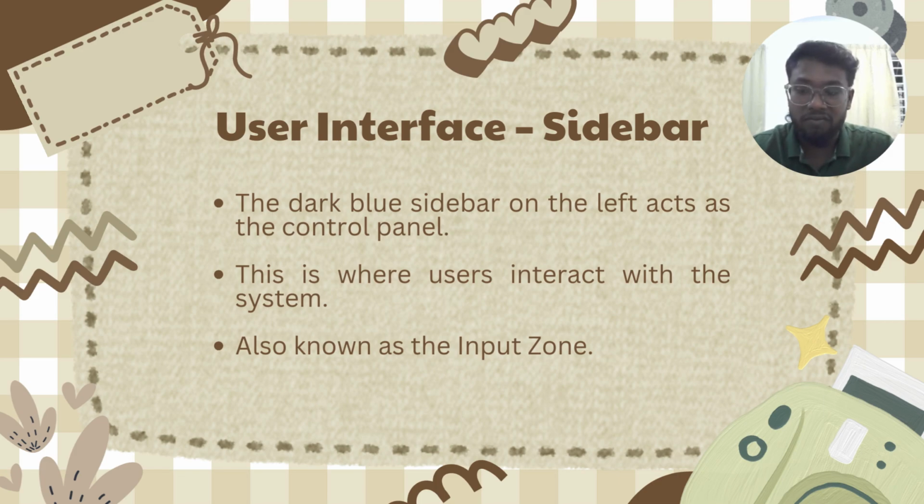Now I'm going to explain about the user interface sidebar. The user interface of LibTrack is designed to be clean and user-friendly. The dark blue sidebar on the left side of the web page acts as the main interaction area, allowing users to easily understand where they need to input information while keeping the overall layout simple.